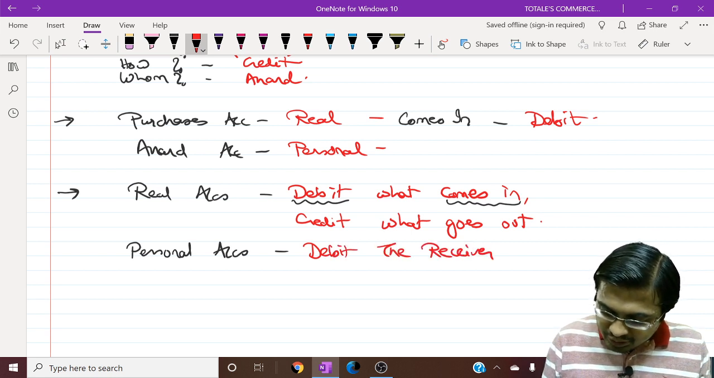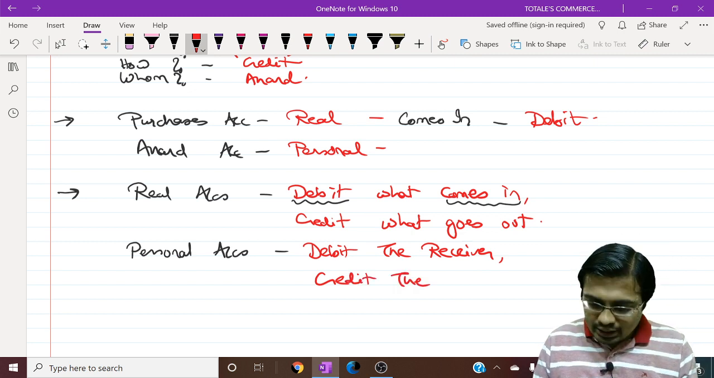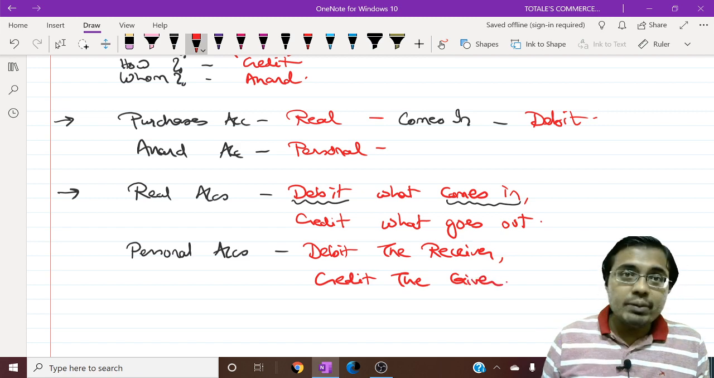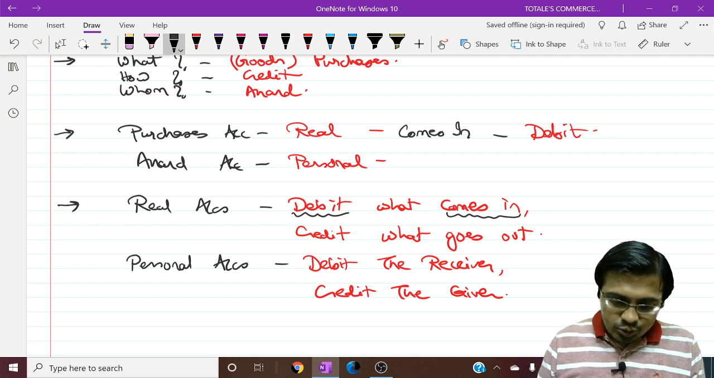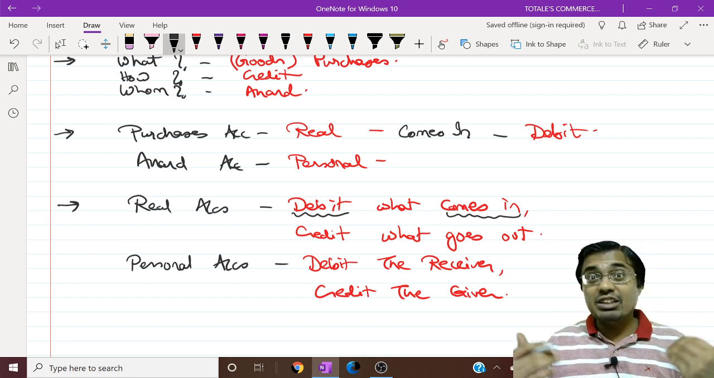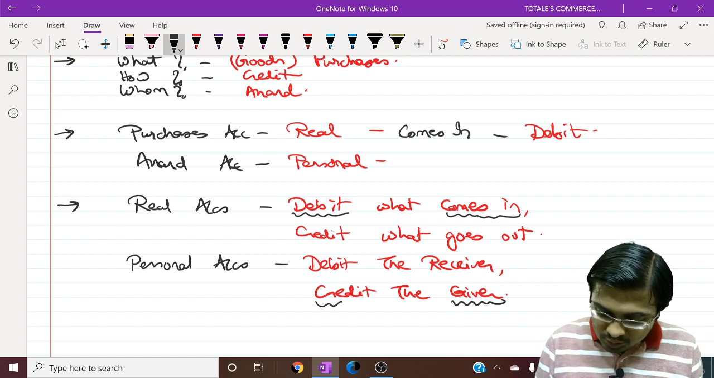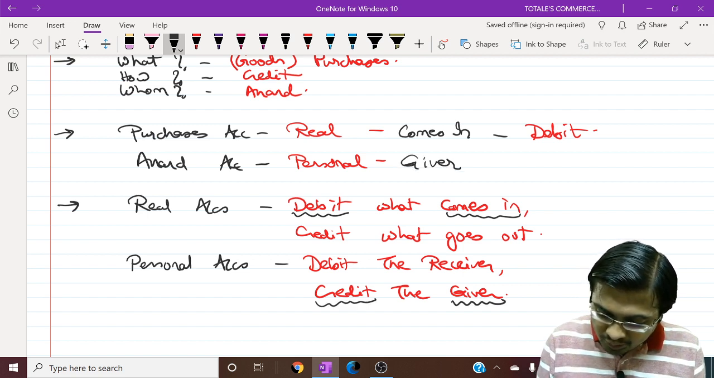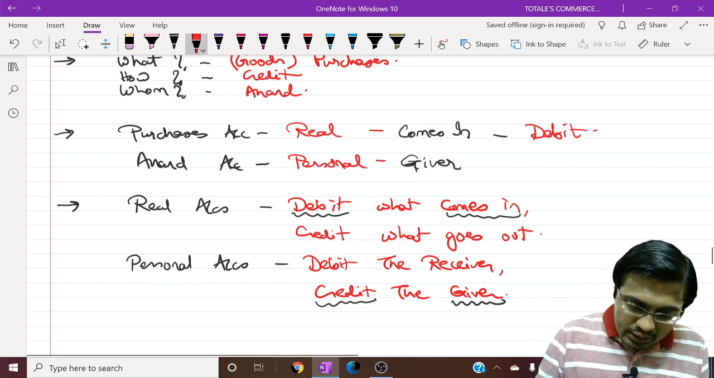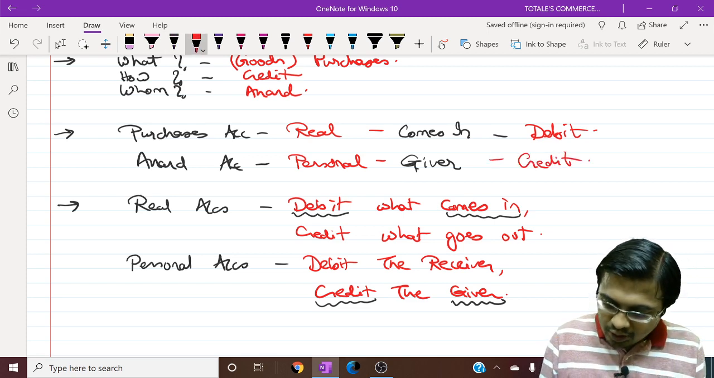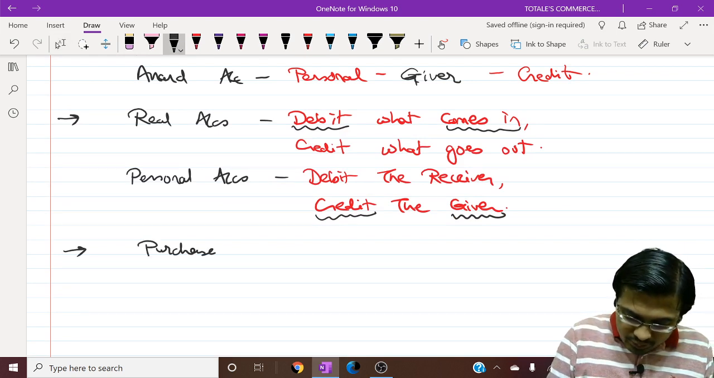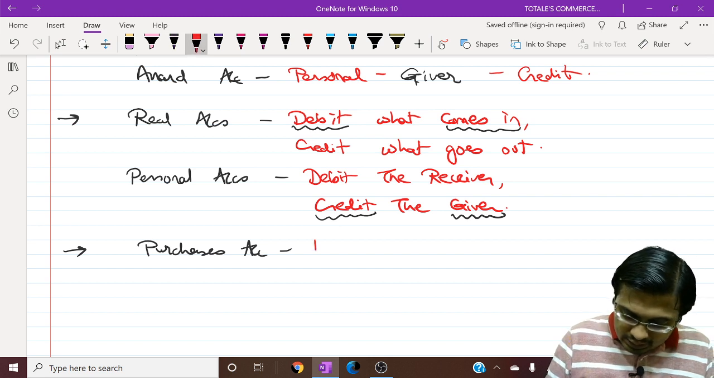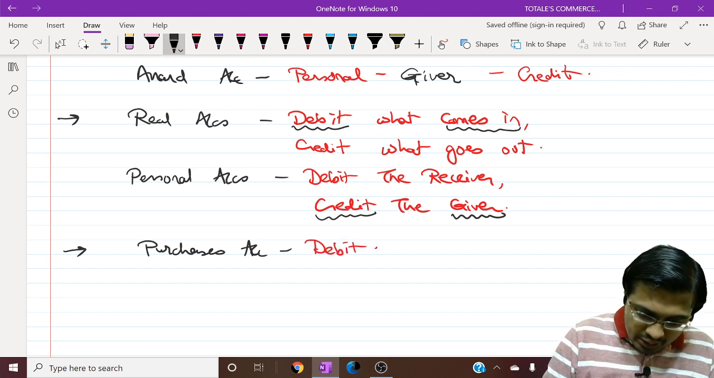In my class, my friends, we follow these steps at least for roughly a couple of hundred transactions. Till the time I feel all the students are pit-pat with these rules, we continue following these steps. So we are purchasing goods from Anand. Anand is giving us credit, so Anand is the giver, and as per the rules, credit the giver. So herein we get our answer: purchases account debit and Anand's account credit. Simple, right?